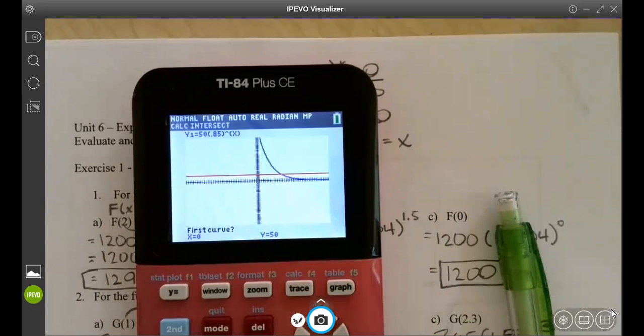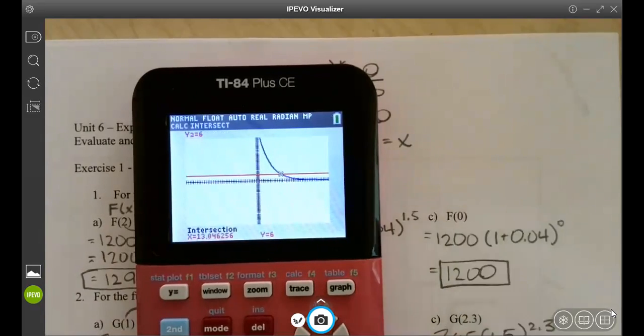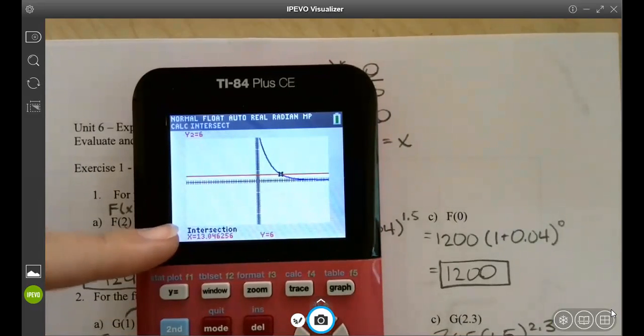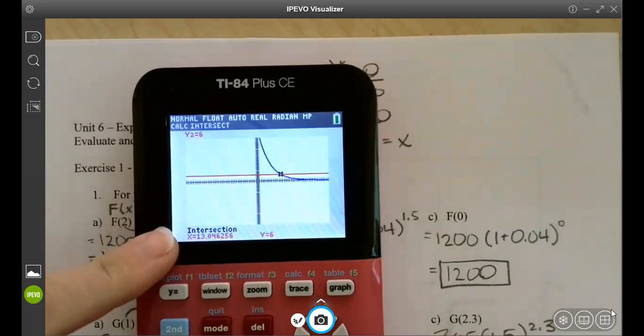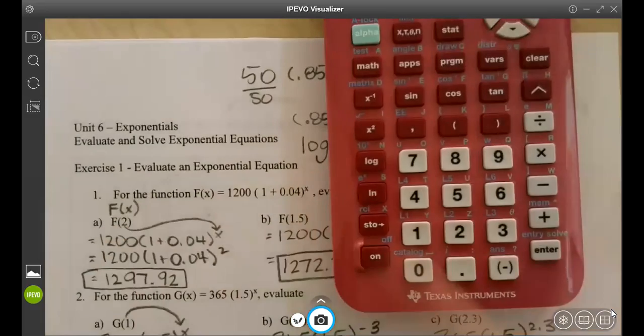Second trace intersect, enter, enter, enter. And what did we get? What do we get? Well, my Zoomers can. So what do we get, Zoomers? 13.046, or just 13.04, or 13.05, either one is perfectly fine.